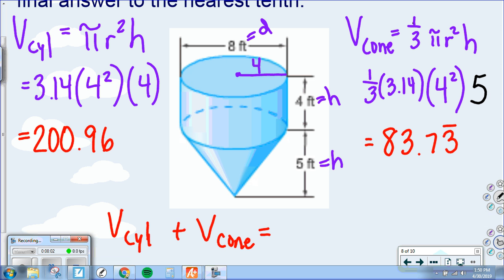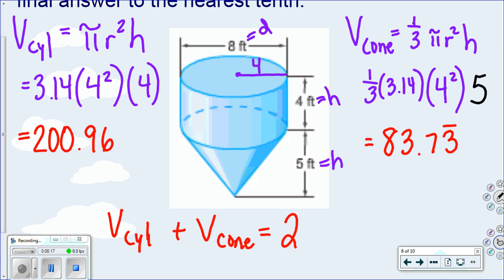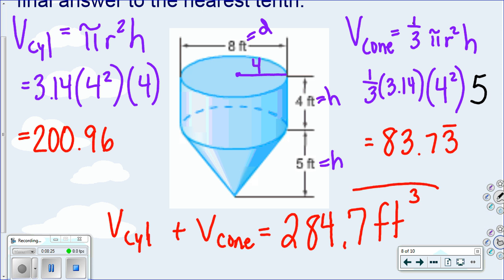So as you can see, I found the volume of the cylinder to be 200.96. The volume of the cone is 83.73 repeating. When I add them together and round to the tenth, I get 284.7 feet cubed, because I need to add them together to find the total volume.